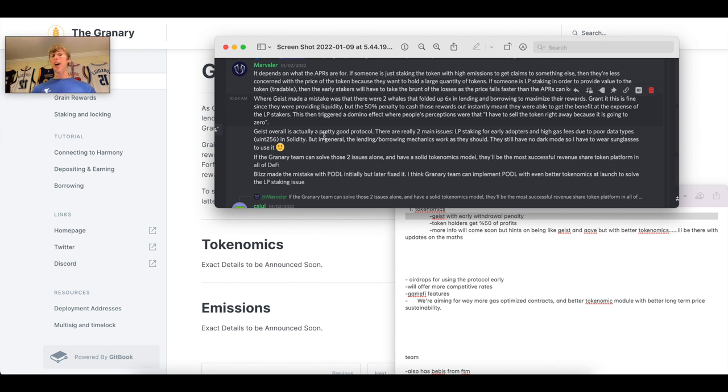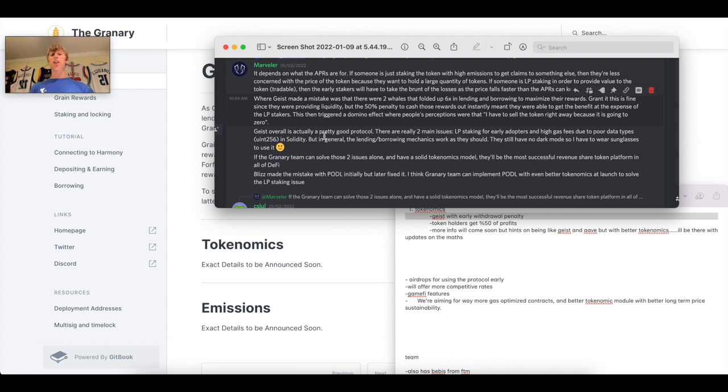And second were the high gas fees due to poor data types. I remember when Phantom congestion occurred, it was like 4 or 5 Phantom just to make a deposit and a withdrawal onto Granary. Now, I'm not saying it's going to be the same issue on Harmony or if it'll cause massive congestion, but time will tell. We'll see what happens.